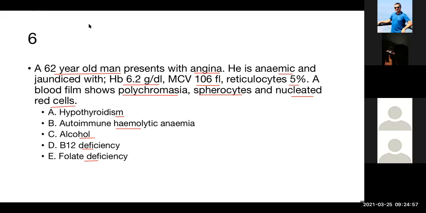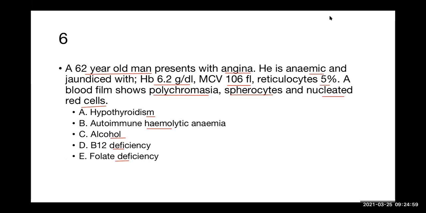Jaundice, anemia, splenomegaly, and excessive reticulocyte count. This is the combination of hemolytic anemia. Though splenomegaly is not given here, we have anemia, jaundice, and reticulocytosis. So this is a case of hemolytic anemia. Severe anemia is there, 6.2 gram. Polychromasia is another clue given to you for hemolytic anemia. Spherocyte. This spherocyte gives clues towards autoimmune hemolytic anemia.